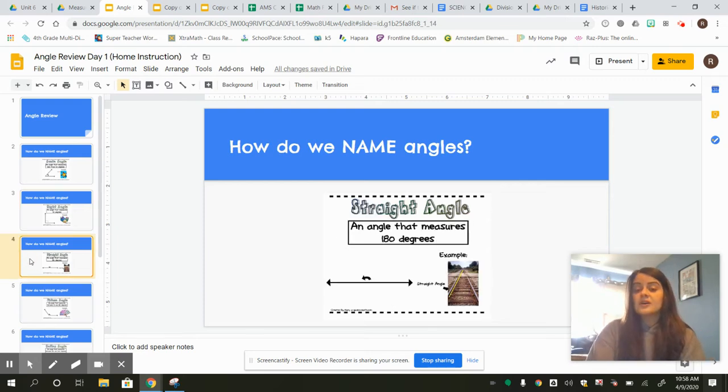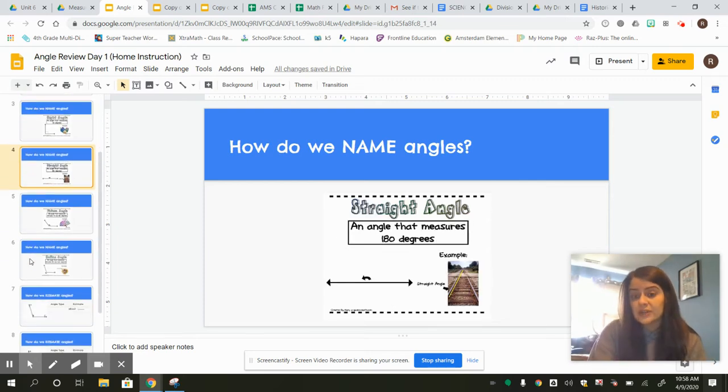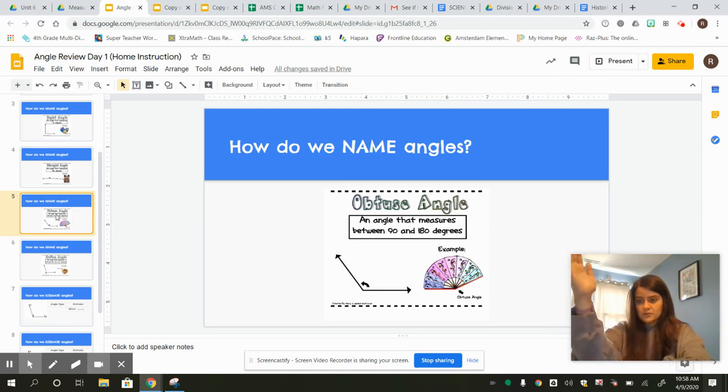A straight angle, or a straight line, is exactly 180 degrees, and we know that that's half of a full circle, which is 360 degrees. And the obtuse angle is an angle that measures between 90 and 180 degrees.